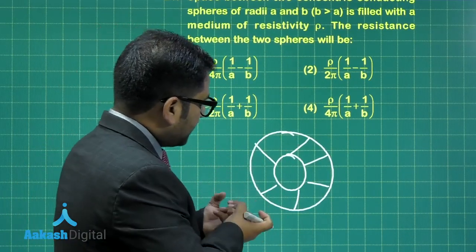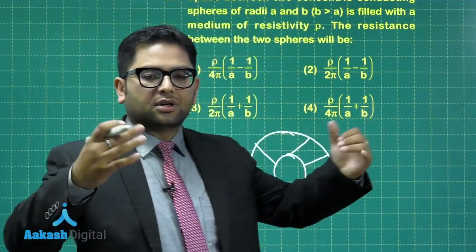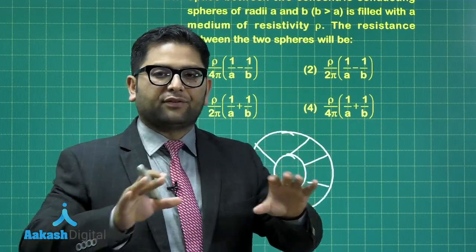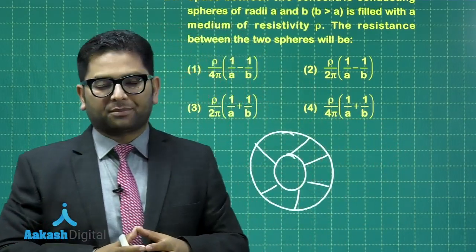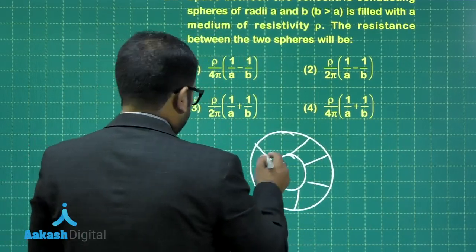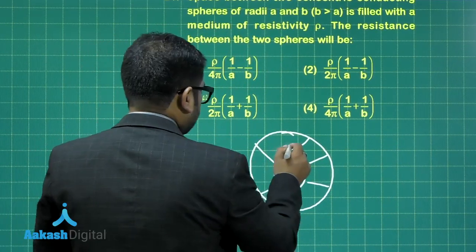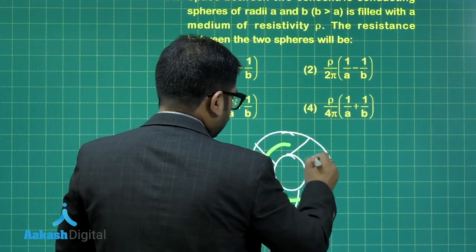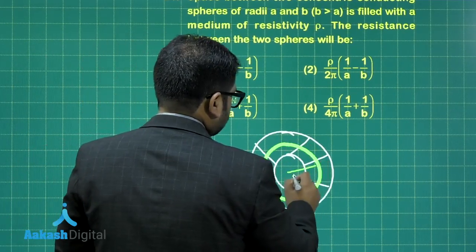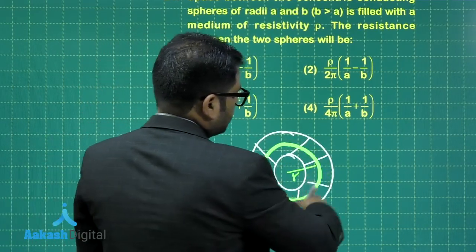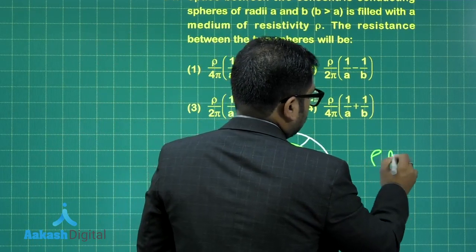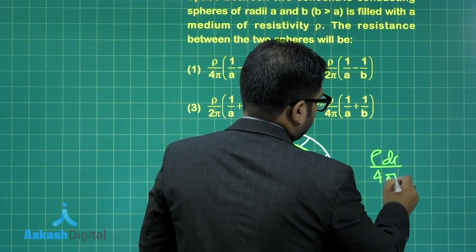Yes, as the current flows radially outward, the cross-sectional area experienced by the current would change. So therefore, the entire sphere as a system can't be taken. We need to go step by step. That is where we require an integration part. So let me take a differential sphere shown by the green one. That's a differential one, and the radius, let's say, is small r. What would be the small resistance of this? That will be rho, length is dr, divided by area, which is 4 pi r squared.